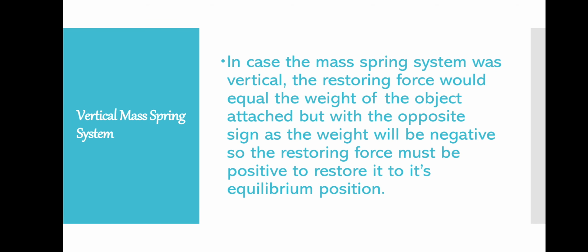A vertical mass spring system. In this case, the restoring force would be equal to the weight of the object, and that's something I've said before when I was explaining the mass spring system, that the restoring force would be equal to the weight, but in opposite direction, because it's stretched downwards. Gravity pulls it downwards, so the weight will be downwards, and the restoring force, of course, will be upwards. So the restoring force is positive, I'm so sorry, and the weight is negative.